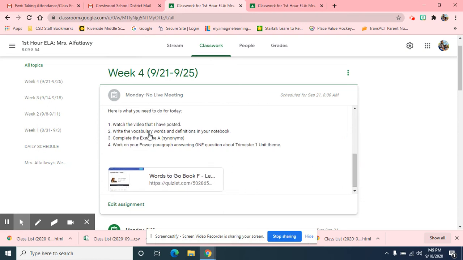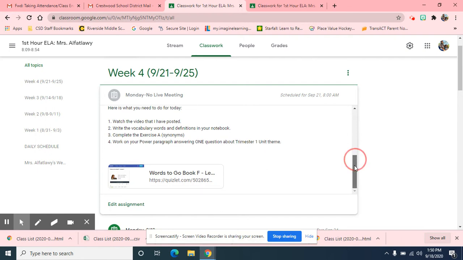You're going to write the vocabulary words and definitions in your notebook, and you're going to complete the exercise, which is exercise A. You will find everything at the bottom. It is a Google form quiz, and you're going to work on your power paragraph answering one question about trimester 1 unit theme. And I talked about that on Friday. All right, so you click first on Quizlet.com or where to go under Quizlet.